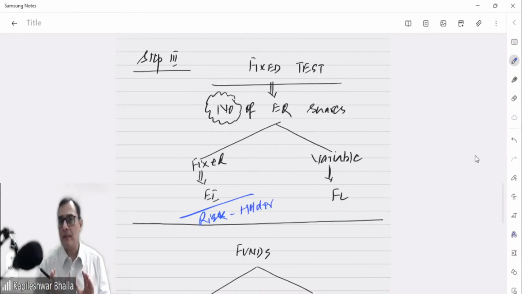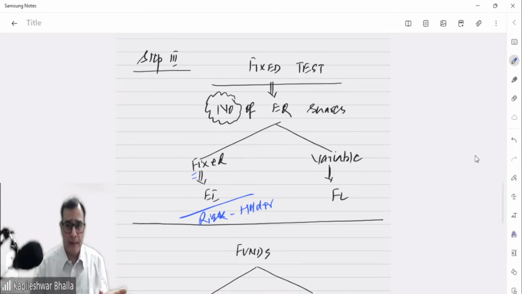You're treating the other person as an owner. You're telling him that I will give you a fixed number of shares, rest it's your gain, your loss. The price goes up, your gain. The price goes down, it's your loss. So the shift of that risk by giving him a fixed number of equity shares in the company is treating him as an owner of the company, treating him as an equity instrument holder.